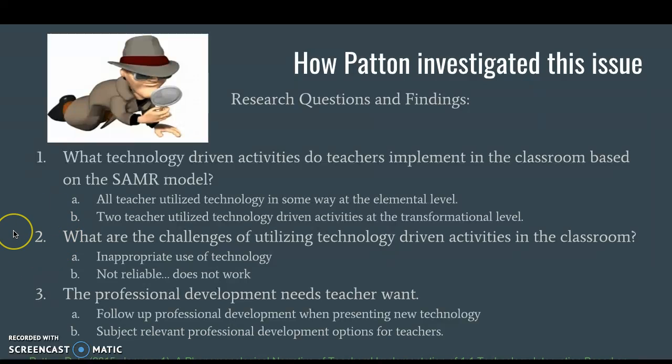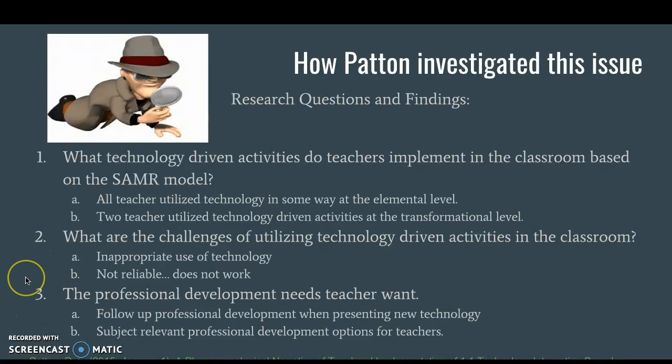Number 2, what are some of the challenges of utilizing technology-driven activities in the classroom? The 7 teachers found that many students had inappropriate use of technology, meaning they weren't doing what they were supposed to be doing on the technology, so using apps when they weren't supposed to, things like that. And it was not reliable. It does not work. You can't always rely on technology. It might not work sometimes. So that's another thing that teachers found.